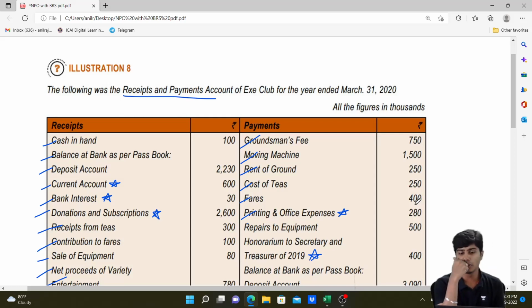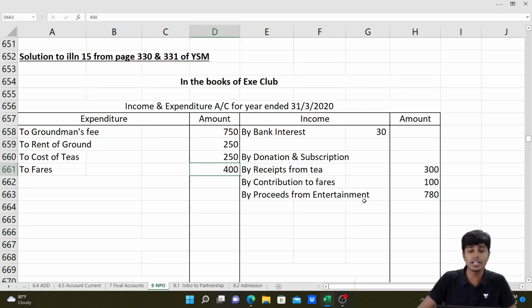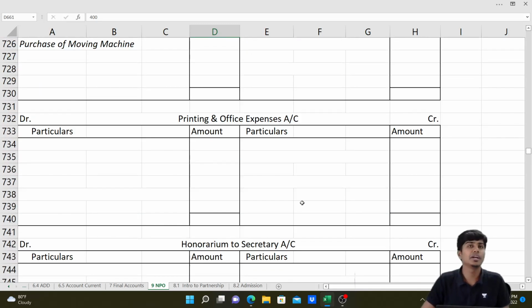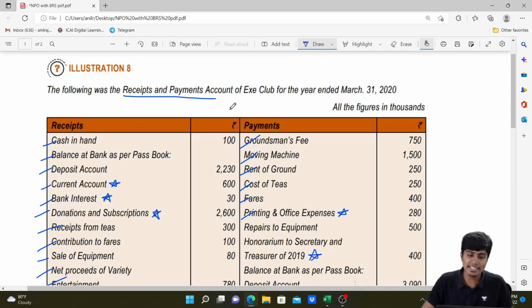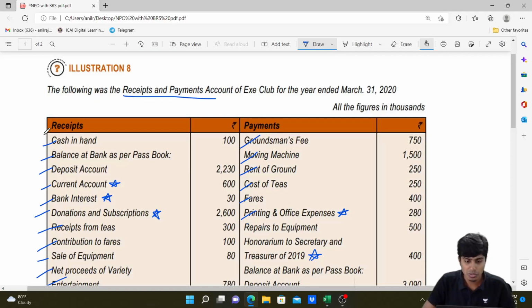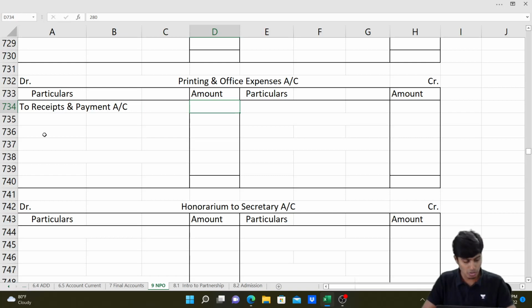So all that I am going to do right now is take this printing and office expense from payment side to another separate ledger. Which ledger? We need to open a ledger called printing and office expense. Here we have printing and office expense. In receipts and payment I have written by printing and office expense. So in printing and office expense, I would have to write two receipts and payment. How much is the amount? Here it is 280. So here I'll write 280. I hope you guys understood this.